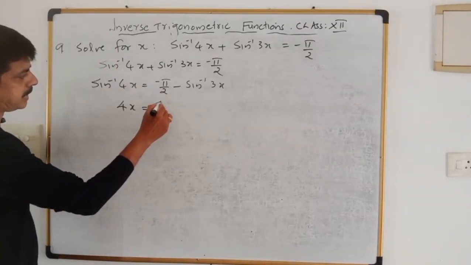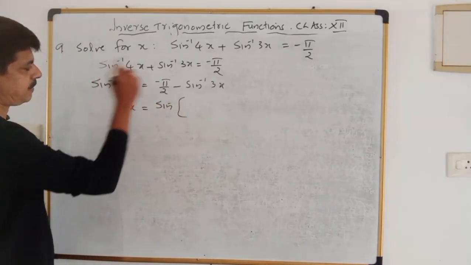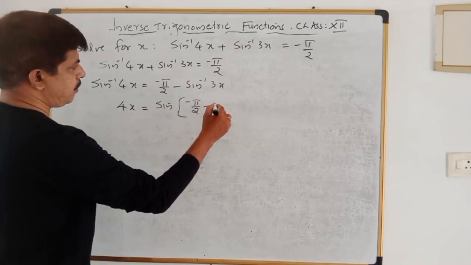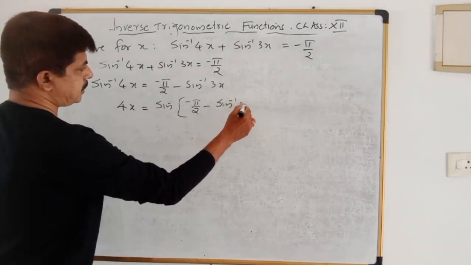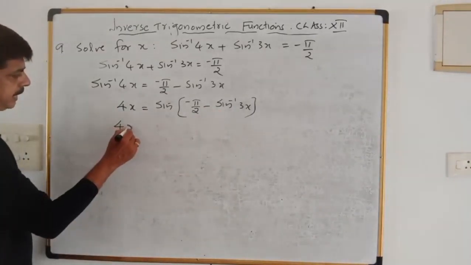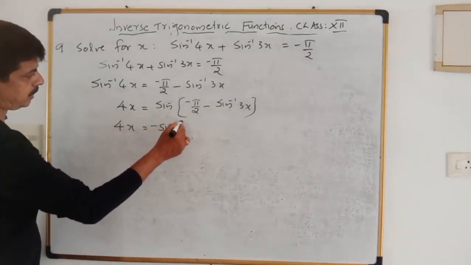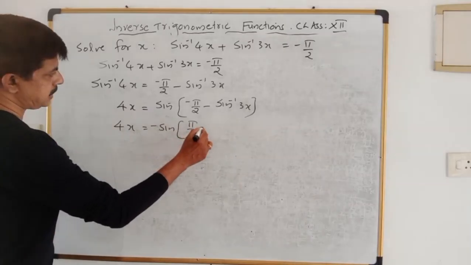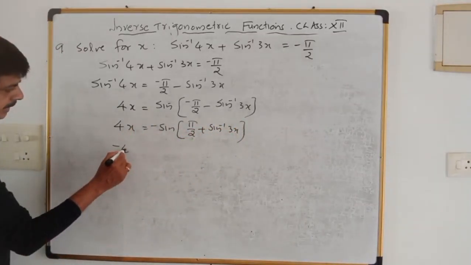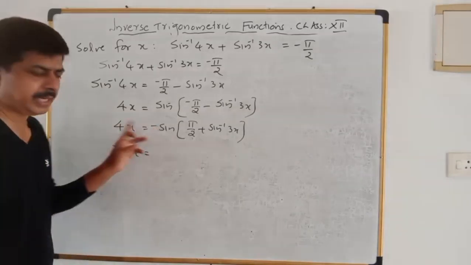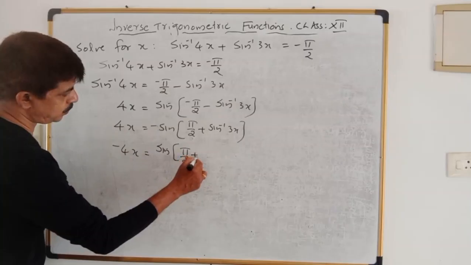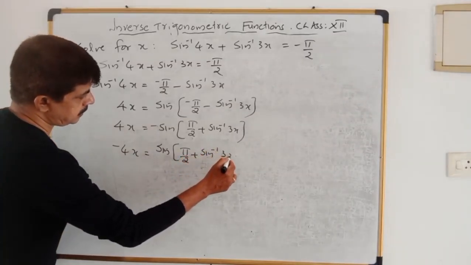Sin inverse 4x. So what will we do in the next step? The sin inverse will go to that side and it becomes sin. Sin inverse changes side, it becomes sin of minus pi by 2 minus sin inverse 3x. See, in both terms a negative is there, so the negative is taken common: pi by 2 plus sin inverse 3x. This negative will be taken to the LHS.